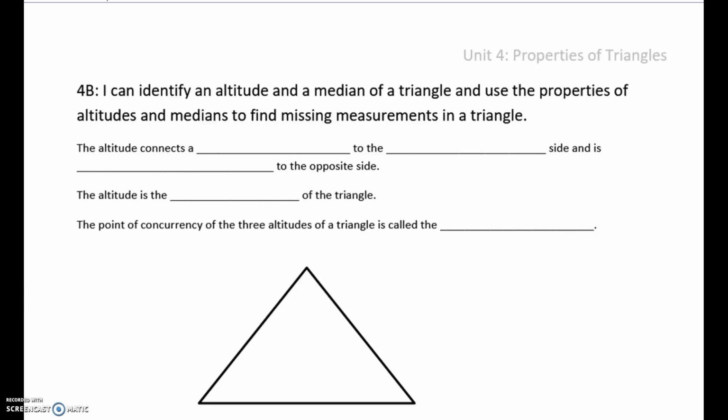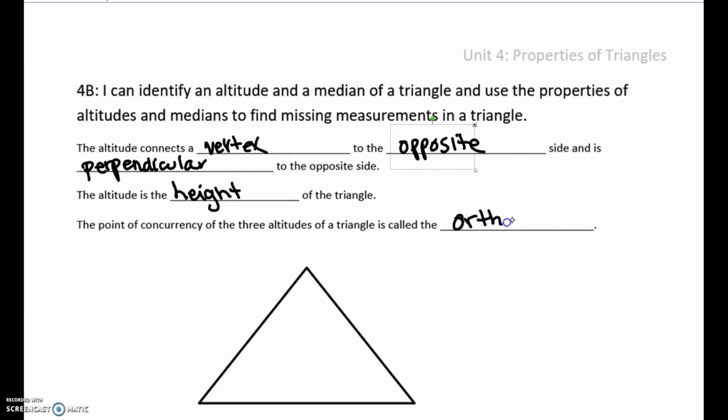An altitude you've run into before. An altitude always connects a vertex of a triangle to the opposite side and is perpendicular to that opposite side. That's a long word, perpendicular. The altitude is also known as the height of the triangle. Now, the point of concurrency where your three altitudes intersect is called the orthocenter. So that's the new word for us today, orthocenter.